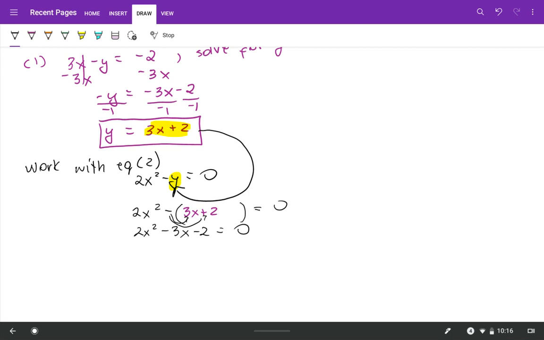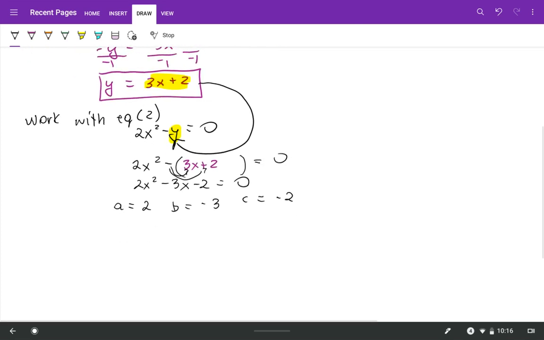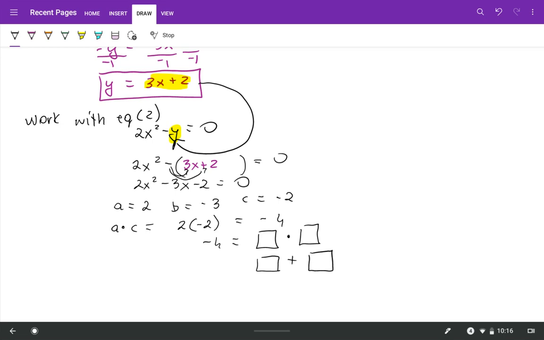So let me see if we can factor this quadratic equation. A equals 2, B equals negative 3, C equals negative 2. Let's see if I can use the AC method for factoring. A times C is 2 times negative 2, which is negative 4. Now let's see if we can find two integers which by multiplication give you negative 4, and the same integers by addition should give you b, which is negative 3. So let's see what's going to work. Negative 4 and positive 1 will work.